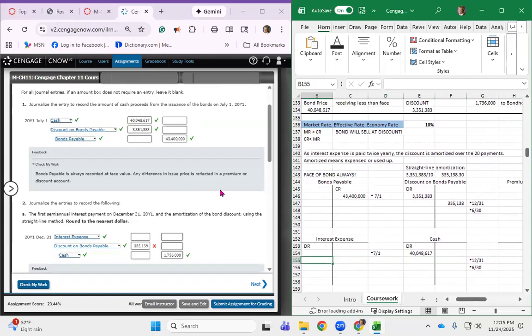Okay. Let me do this on the calculator, because sometimes Excel gives you a rounding issue. So hang on just a minute. I'm going to use my old calculator here. I'm going to take 3,351,383, right? Which is what they said is right. So we're taking that discount. We're going to divide by 10 payments because it's 5 years times 2.